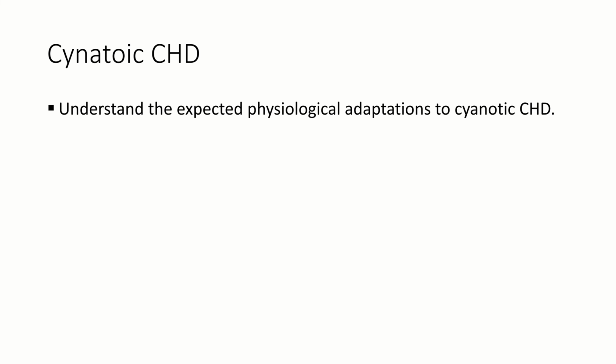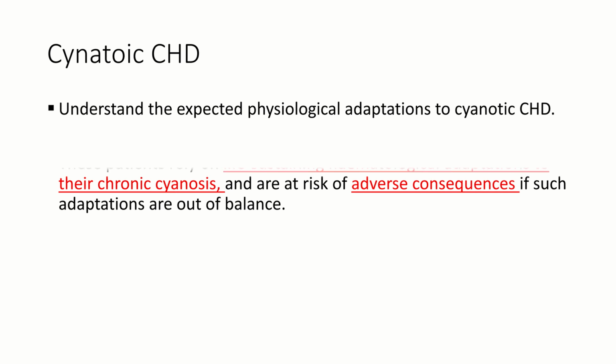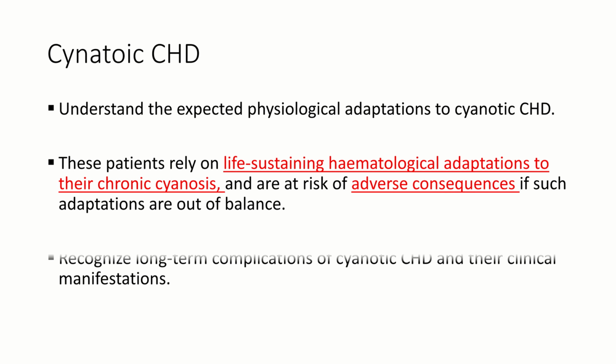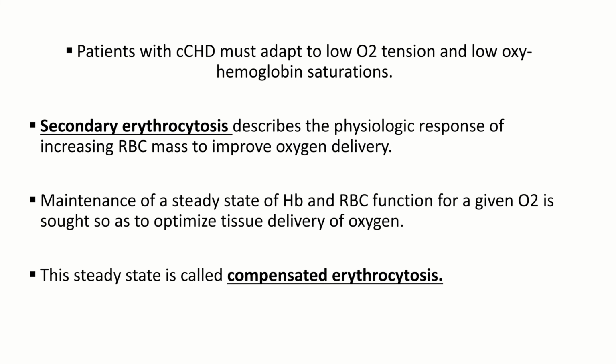In all cyanotic heart disease, the three groups and the Eisenmenger, we have to understand that because the patient is cyanotic for a long time, they will have an expected pathophysiological adaptation. What these adaptations are, that life-sustaining hematological adaptation to their chronic cyanosis, will have a risk of adverse consequences. We will recognize the long-term complications of cyanotic congenital heart disease and their clinical manifestations.